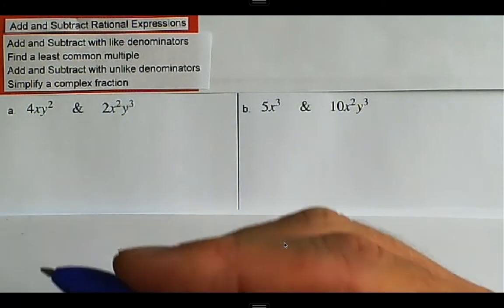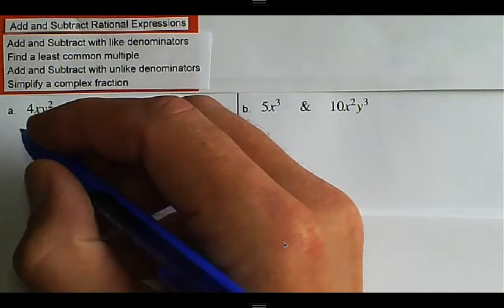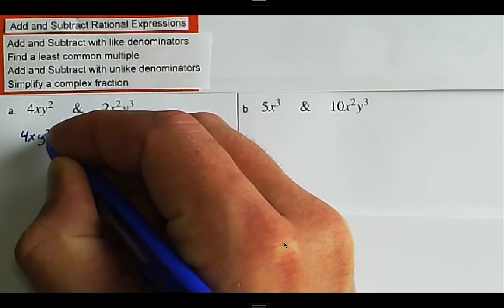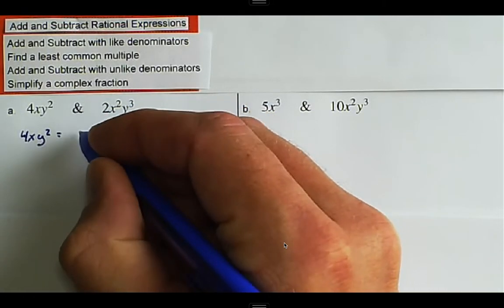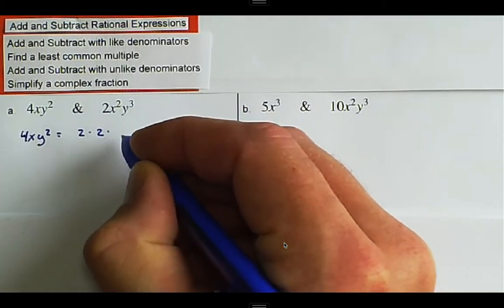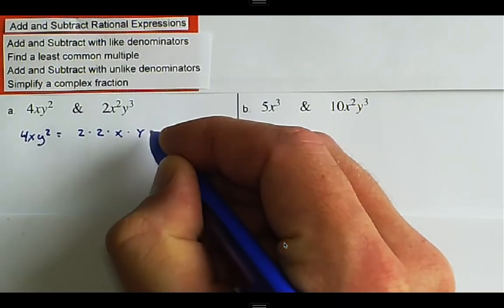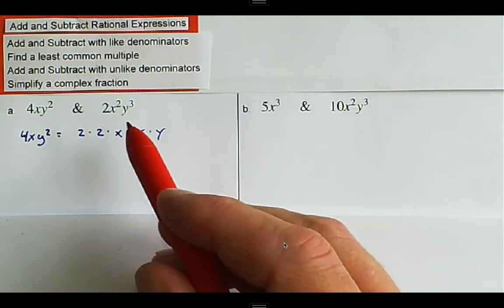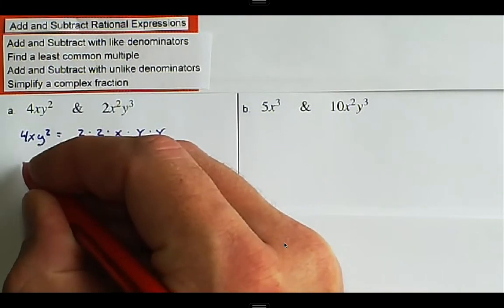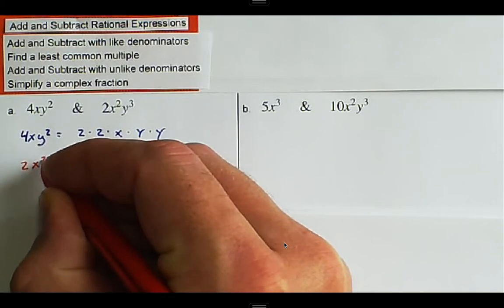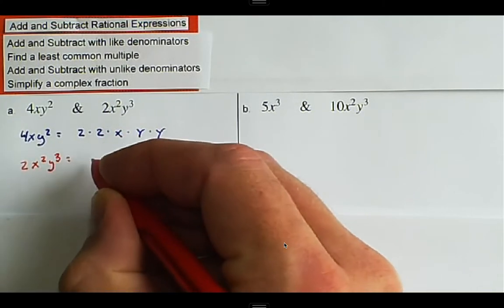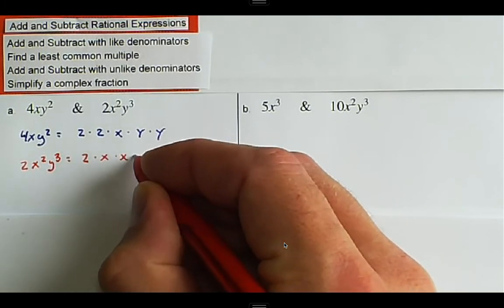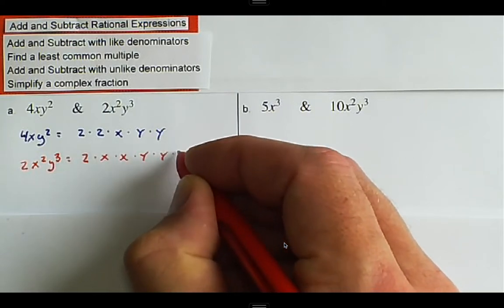So if we write out the first one, we have 4 multiplied by x times y squared, and then we can rewrite that as 2 times 2 times x times y times y. Then we look at the next one. We have 2x squared y cubed, and we can write that out as 2 times x times x times y times y times y.